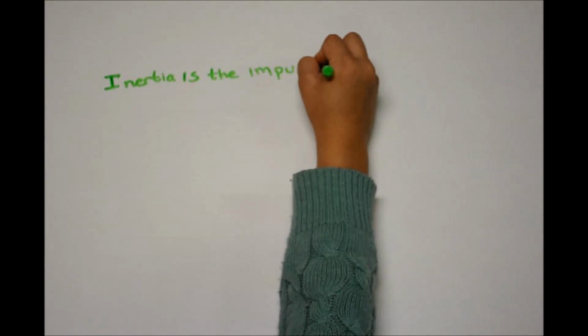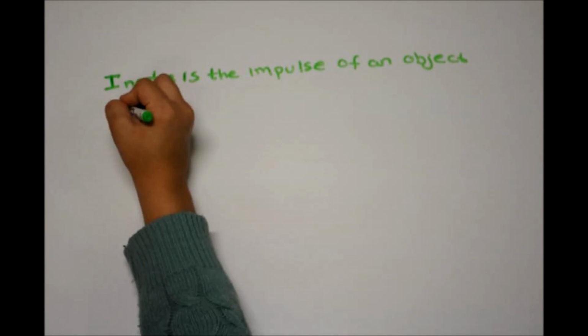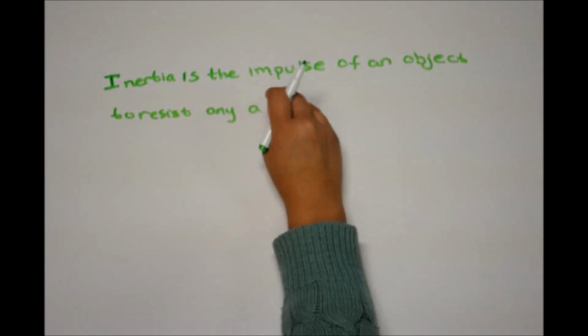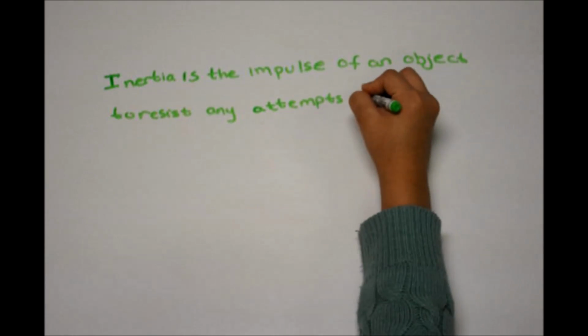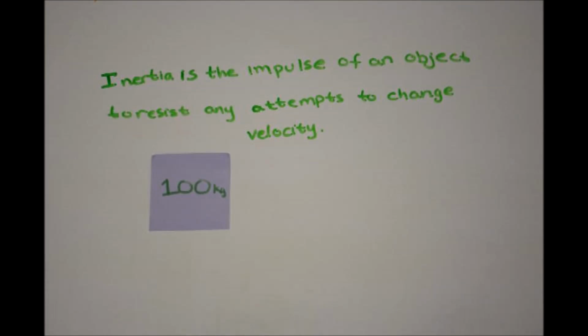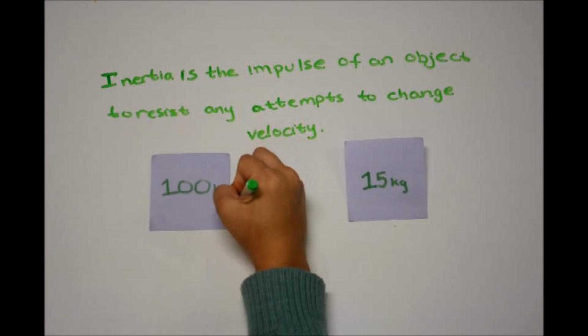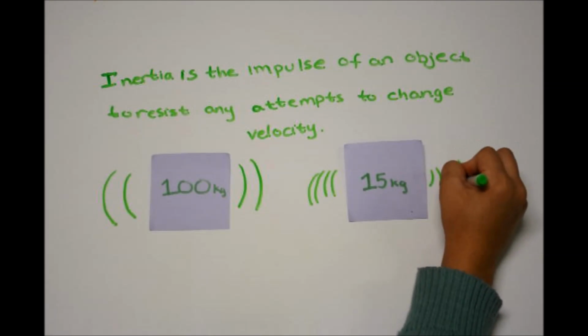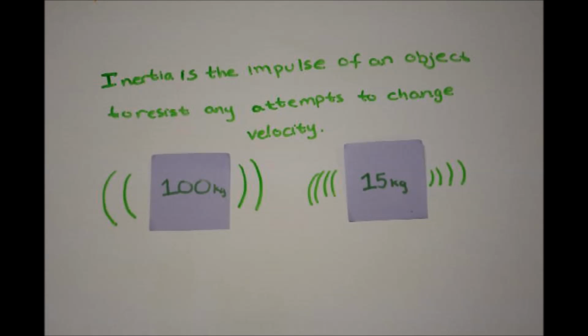Inertia is the impulse of an object to resist any attempt to change its velocity. It can also be summarized as a resistance to acceleration. If you have a 100 kilogram mass and a 15 kilogram mass, the 100 kilogram mass will move much slower than the 15 kilogram mass. This is because the 100 kilogram mass has a greater mass, so it has a greater inertia, while the 15 kilogram mass has less inertia.